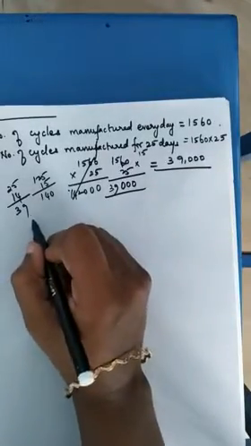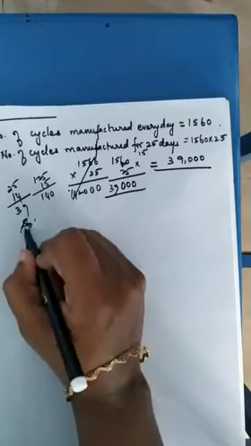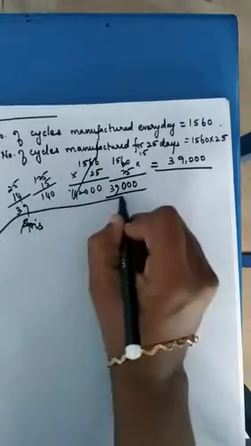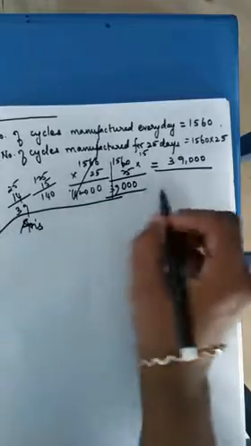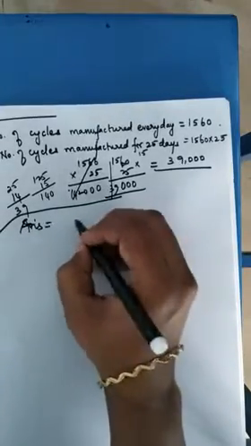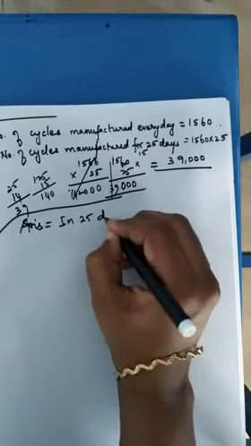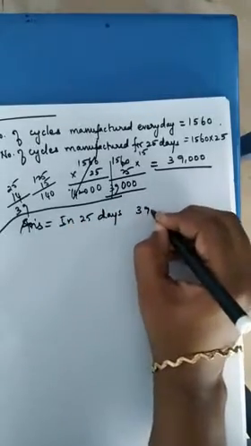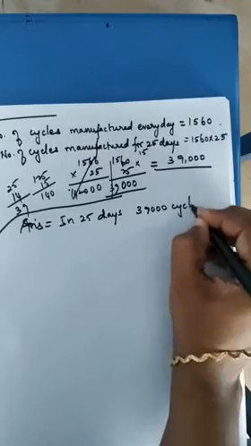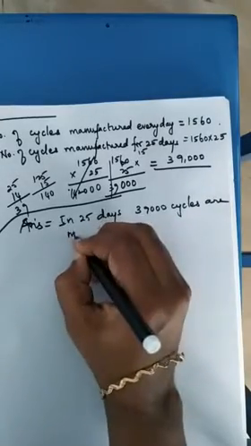So my solution, I can write my answer. This is all in my rough column. You can do all this in the rough column. So my final answer is: in 25 days, 39,000 cycles are manufactured.